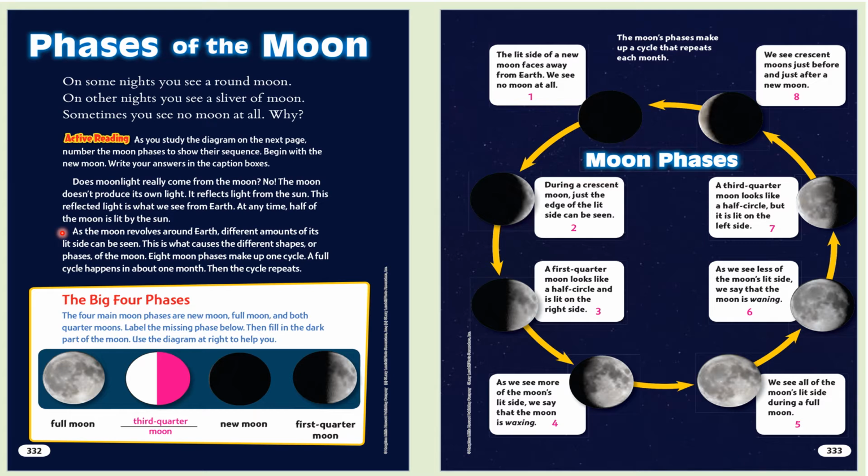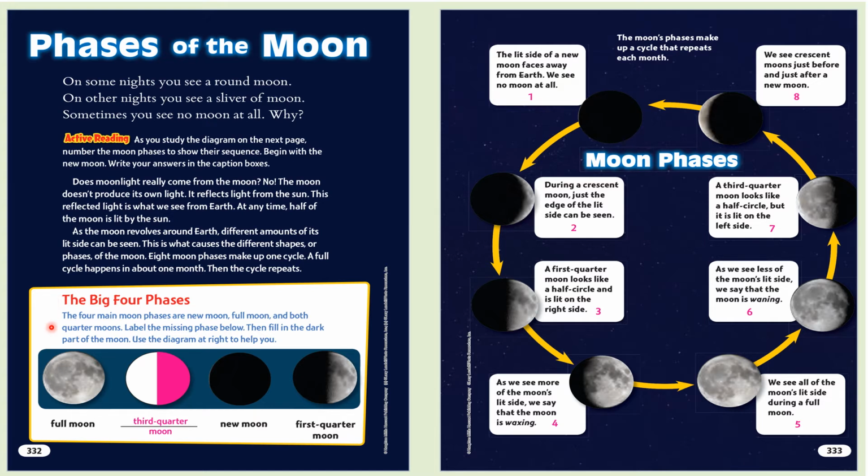8 moon phases make up one cycle. A full cycle happens in about 1 month. Then the cycle repeats. The big 4 phases. The 4 main moon phases are new moon, full moon, and both quarter moons.